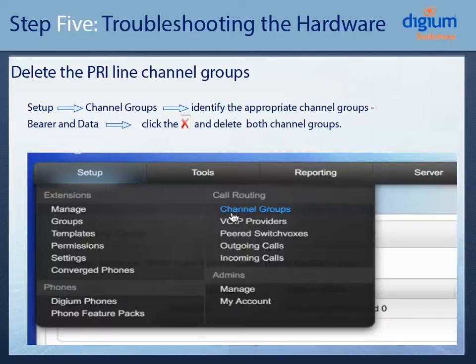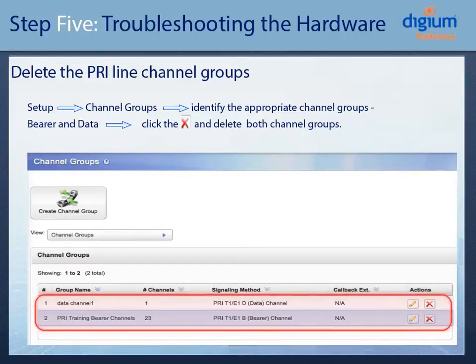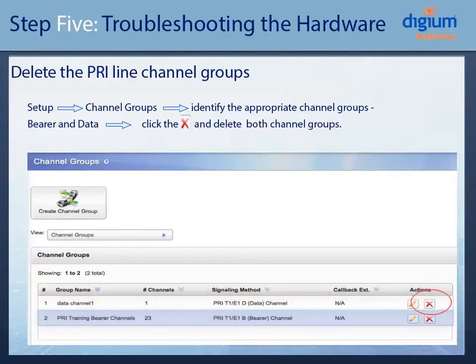To troubleshoot the hardware, the first thing we need to do is to delete the PRI channel groups. You can do this by going to Setup, Channel Groups, identify the appropriate channel groups to delete, which would be the PRI data channel and the PRI bearer channels, and click the red X to delete each channel group configuration.